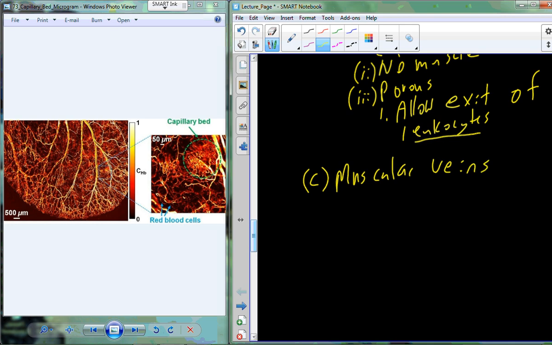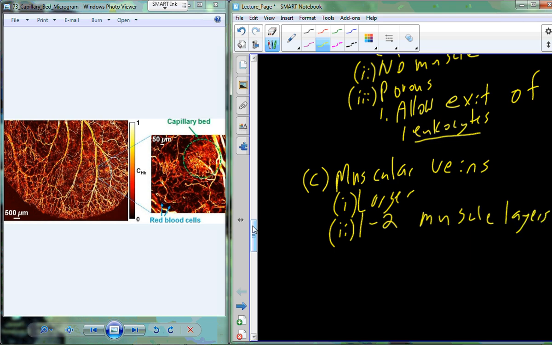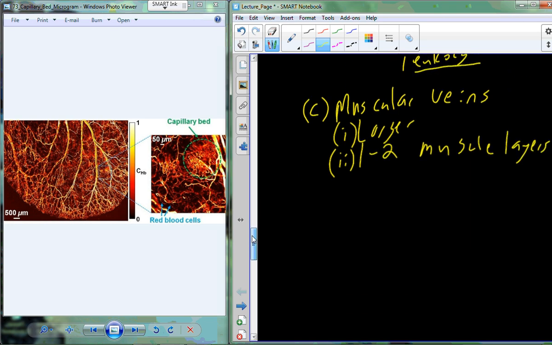All right, from the post-capillary venules, we move into the muscular venules. These are a little bit larger in size. And depending on where they are, they're going to have 1 to 2 muscle layers surrounding the tissue. Okay, and these basically act as the second layer of drainage for blood out of the capillary beds.